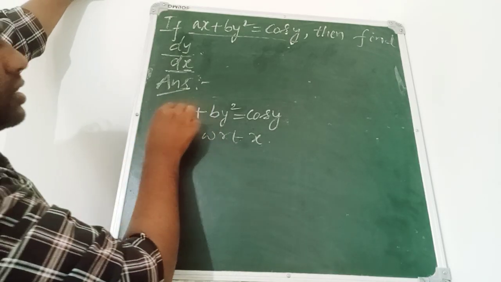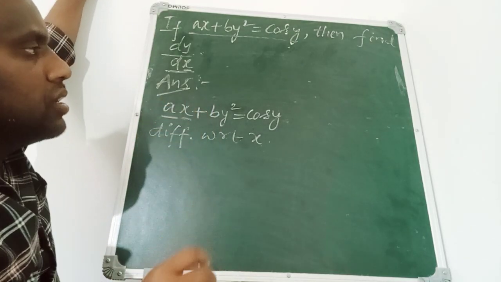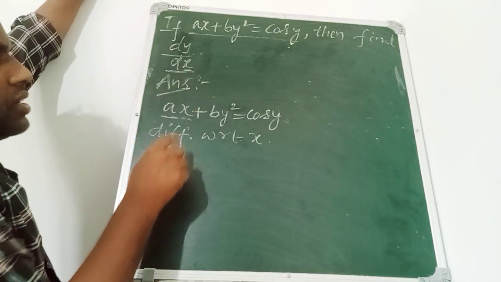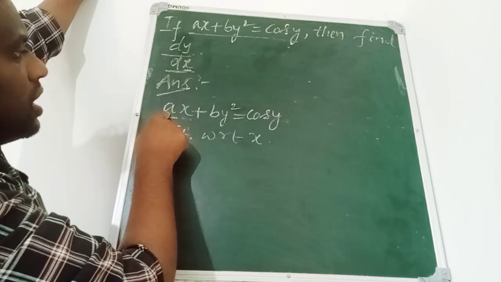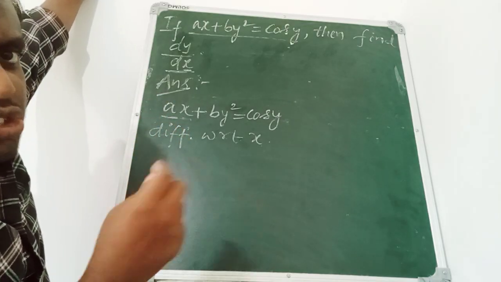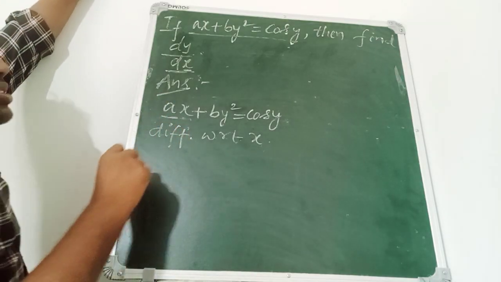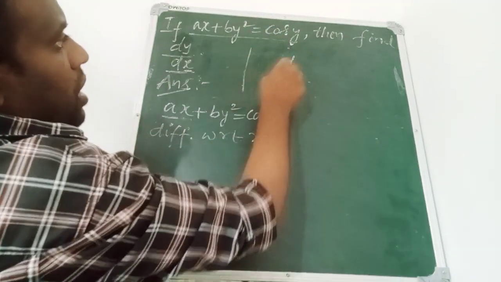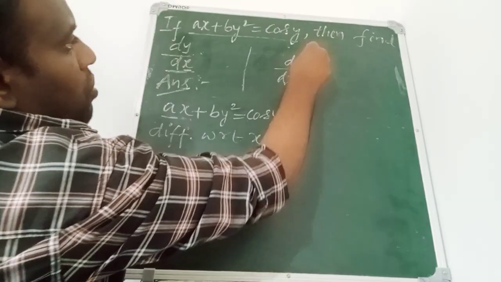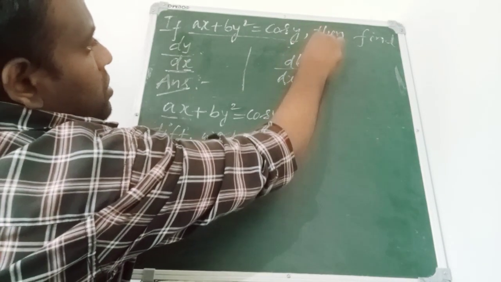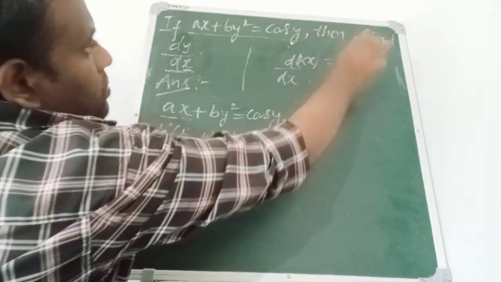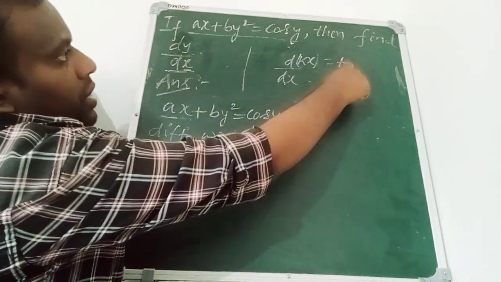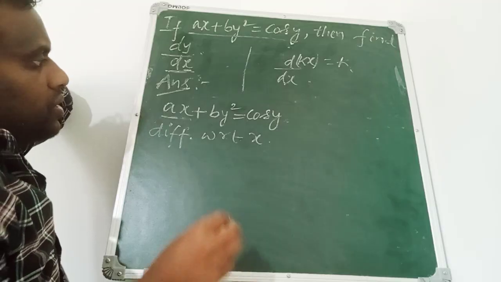Now first consider this first term. It is like constant into function. x is a function and a is a number, it is a constant. So there is a formula you have to remember: d by dx of kx is equal to k. This is the general formula, where k is the constant.